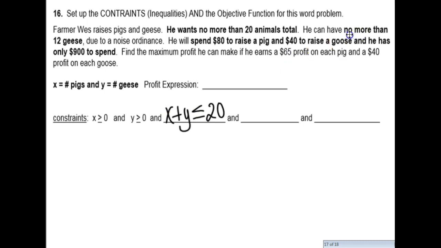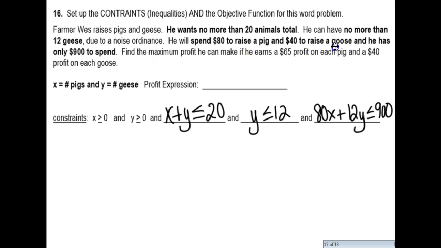And then the next clue says he can have no more than 12 geese. So the number of geese, which is y, has to be less than or equal to 12. And then he will spend $80 to raise a pig, $40 to raise a goose, and he has $900 to spend. So $80 for a pig, plus $12 for a goose, and he only has $900, so that total has to be less than or equal to $900. Those are the three constraints you're going to need to come up with.